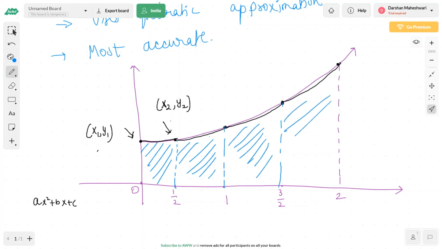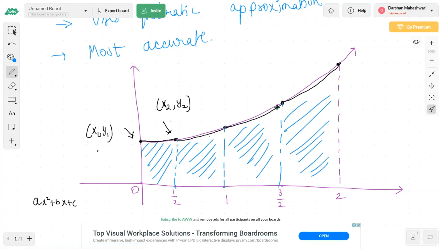So you can see that when it is linear, then obviously some region is left. But when it is quadratic, as in it is in a shape, it tends to follow the shape of the curve. And when it follows the shape of the curve, obviously it means that it is getting closer and closer to the actual answer.